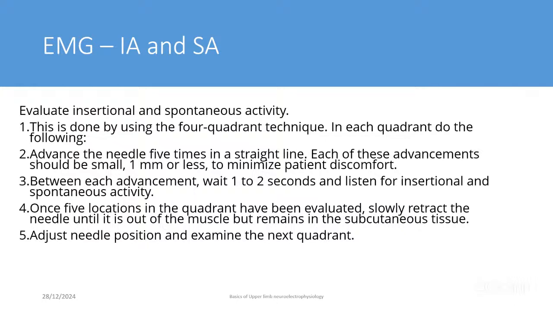So the 4-quadrant technique is what is used, but usually we don't do it, though ideally we have to do this 4-quadrant technique, and in each quadrant we have to advance the needle 5 times in a straight line. Each of these advancements should be small, 1 mm or less, to minimize the patient discomfort. So once you advance, you wait for 1 or 2 seconds and listen for the insertional activity and then move on.